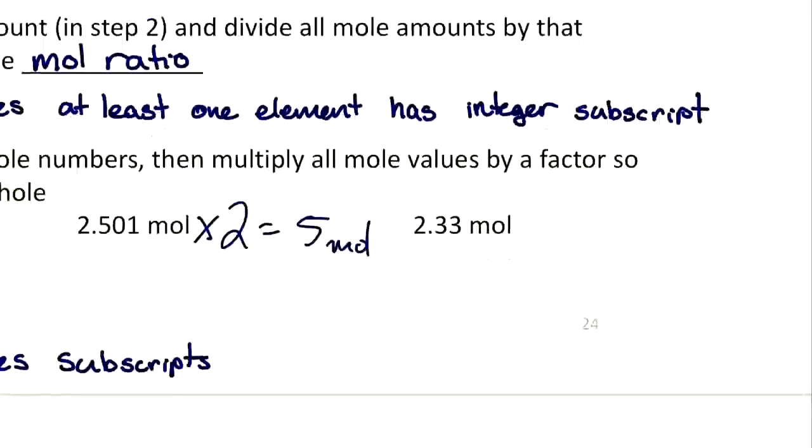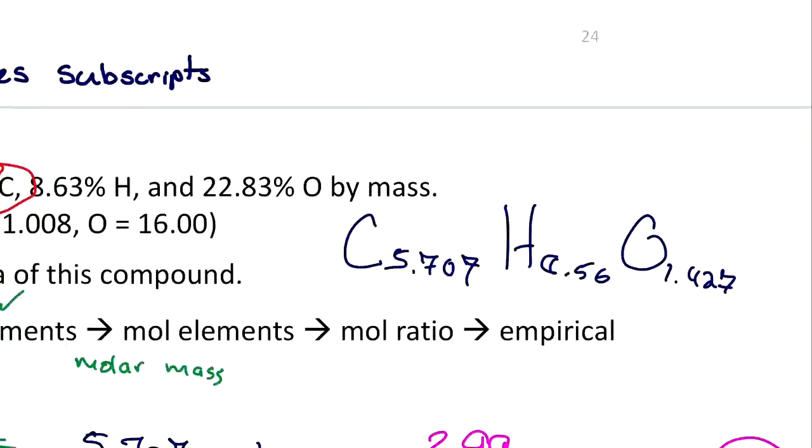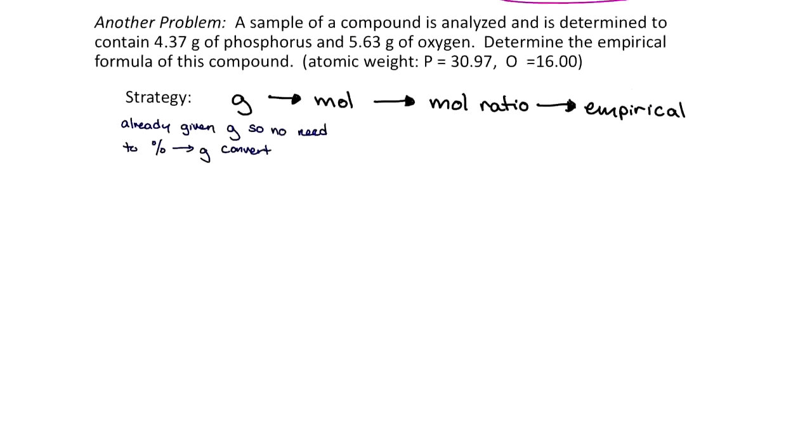What about 2.33? Does that round down? No. What do you think we'll do to make that an integer? Multiply by 3. But again, you multiply everything by 3 if we do that. So 2.33 times 3, I think, is 7. Okay, so let's do an example where it doesn't round.